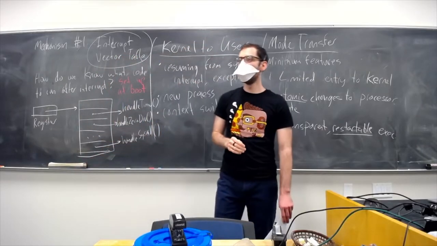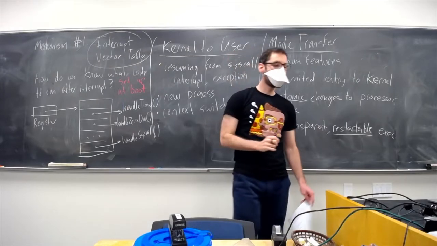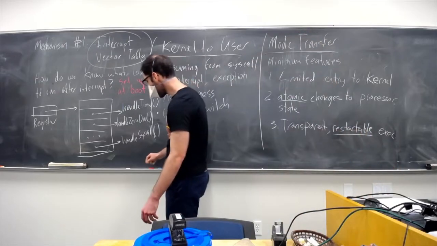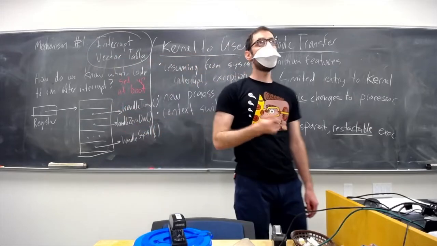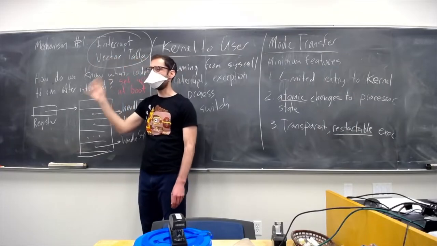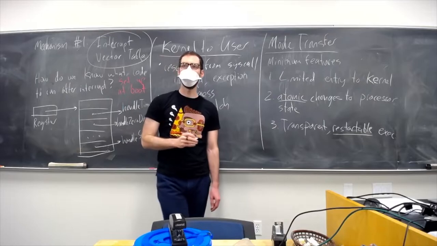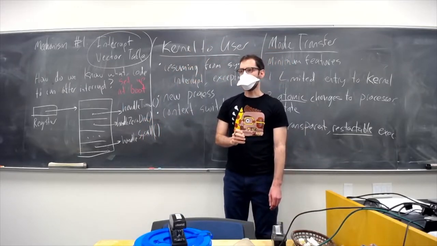Victor, I have a question. The reading referenced something very similar, but called it the trap table. Are those the same thing? Those are the same. Okay. So the OSV code calls this the vector table, but interrupt vector table, trap table, all the same thing. Good question. What other questions do you have?